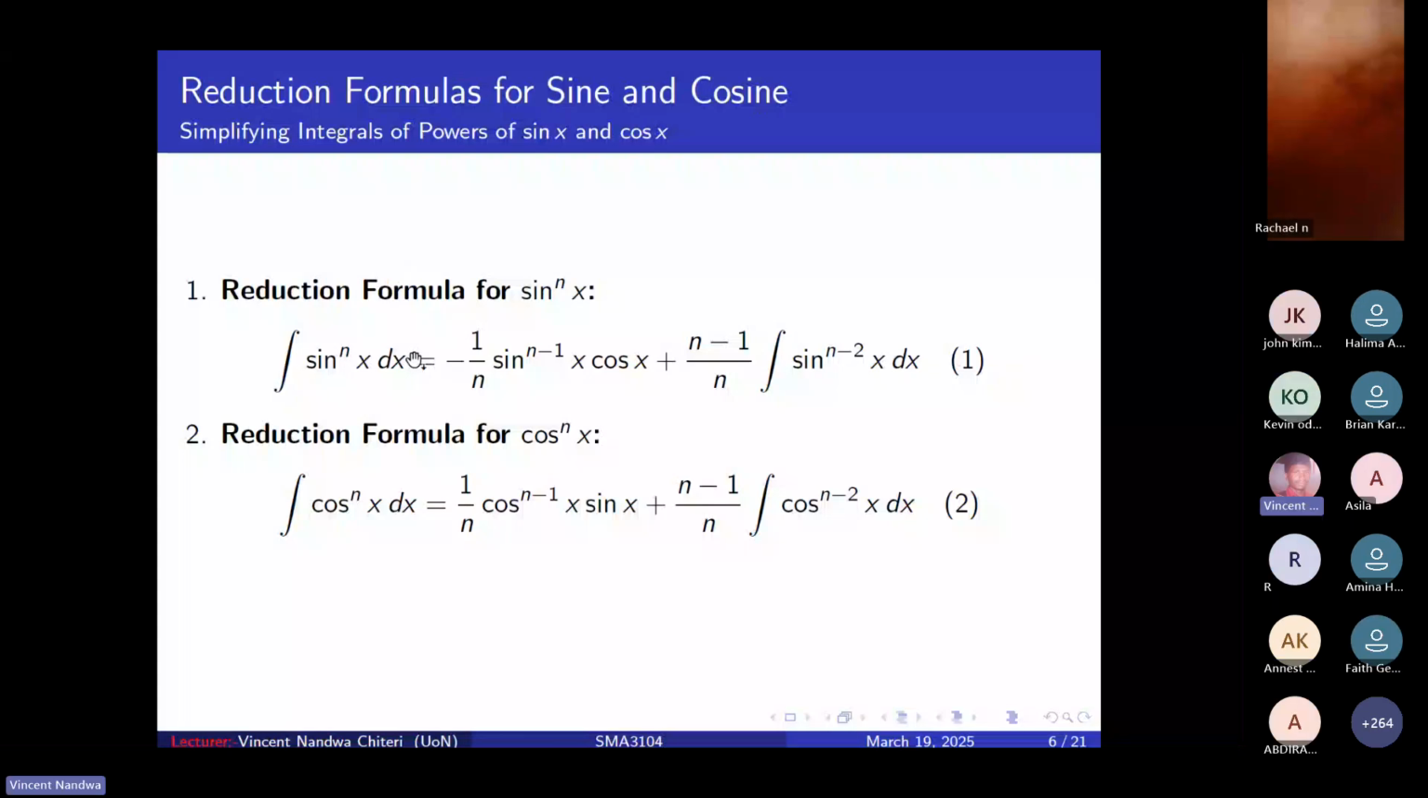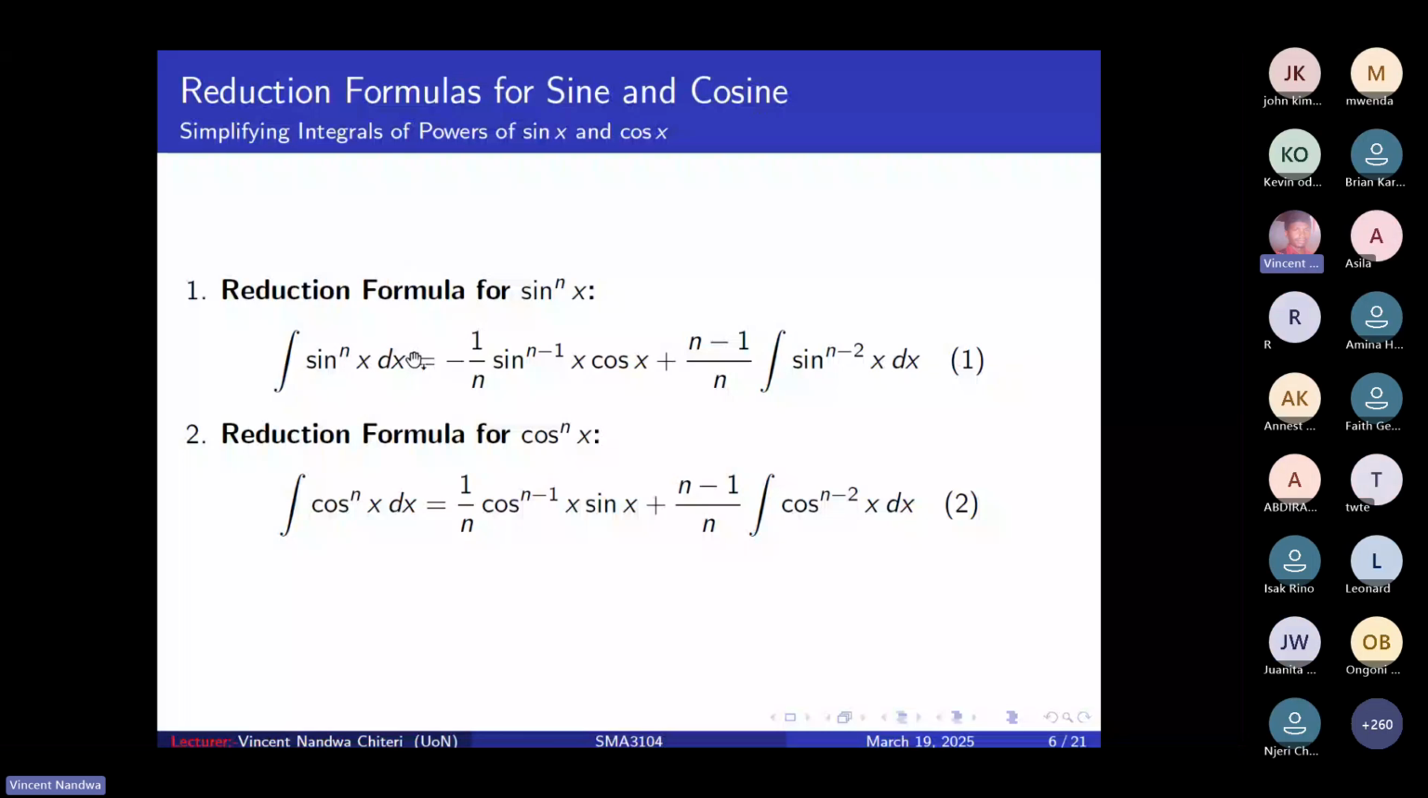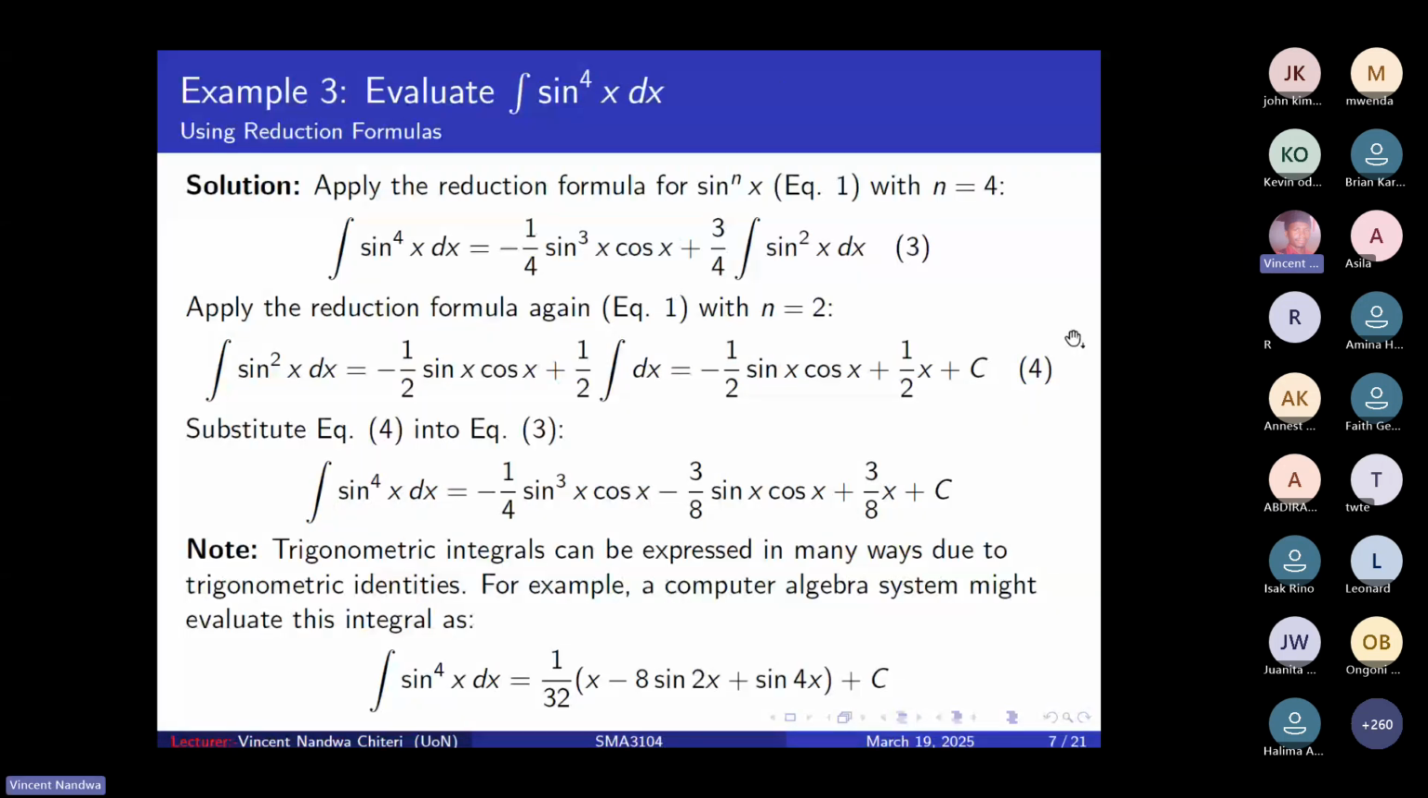Then, because this other part also involves a power of the sine function, you use the same formula for n equals 2. So the integral of sine squared x dx will be -1/2 sine x cos x plus 1/2 integral of 1 dx. And the integral of 1 dx is simply x. When you multiply by 1/2, we get 1/2 x. Then when you combine with this other part, this will be our integral for sine squared x dx.